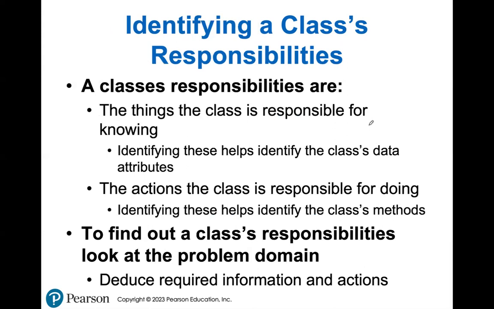All right, what a class should be doing. Again, another recap of what the class responsibilities are. A class is responsible for knowing, and what that means is it needs to know how many variables it needs to have, how many methods it needs to have, and what it should be doing. And again, the actions the class is responsible for doing. So the class needs to know exactly what methods it needs to have, what exactly those methods need to be doing, and so on.